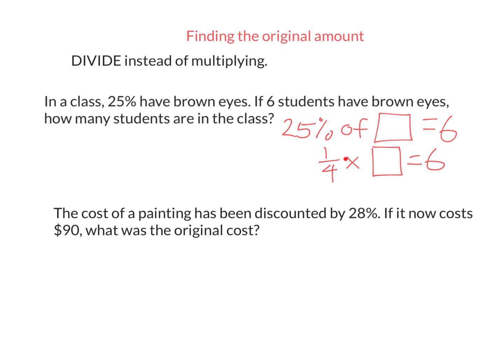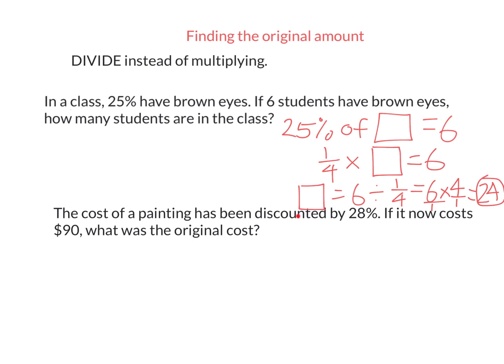So of course, the way we undo timesing by 1/4 is dividing by 1/4. So what goes on here will be 6 divided by 25%, or 6 divided by 1/4. You know that that's 6 times 4 over 1. 6 over 1 times 4 over 1 is just 24. There are 24 students in the class, because if you take 25% or 1/4 of 24, you're left with 6. So see how we divided here. We divided the amount by the percentage in order to find the original amount.